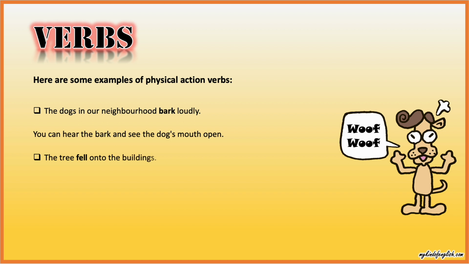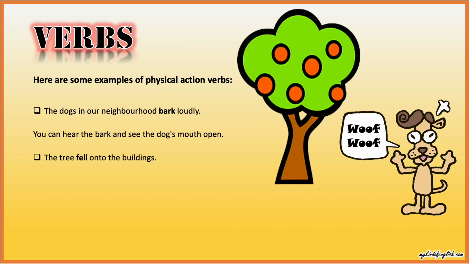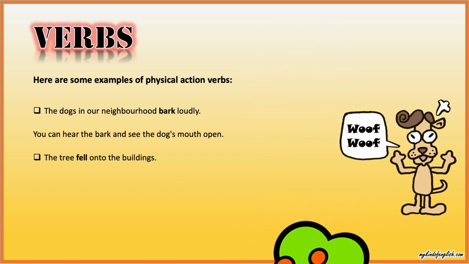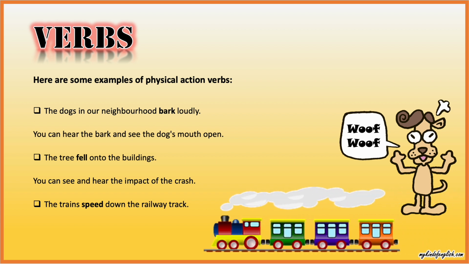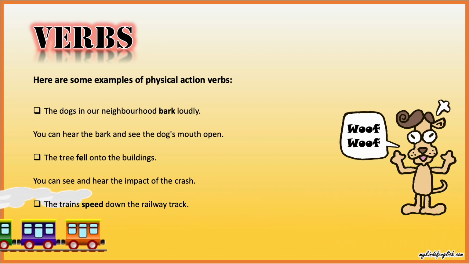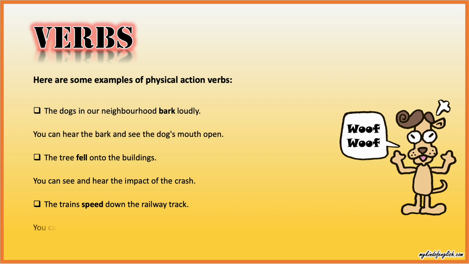The tree fell onto the buildings. You can see and hear the impact of the crash. The train sped down the railway track. You can see the train speeding and hear the wheels.